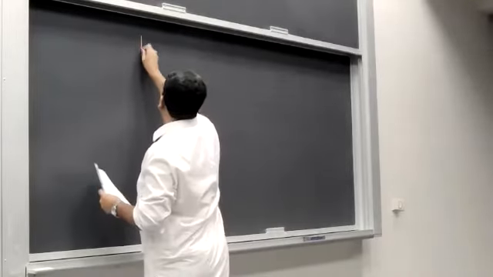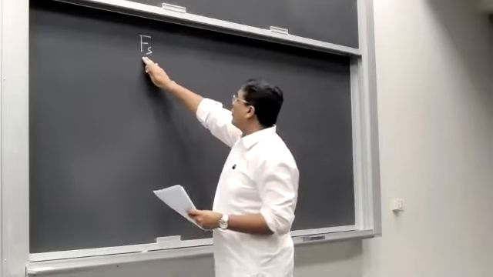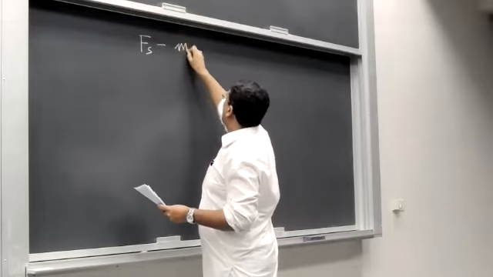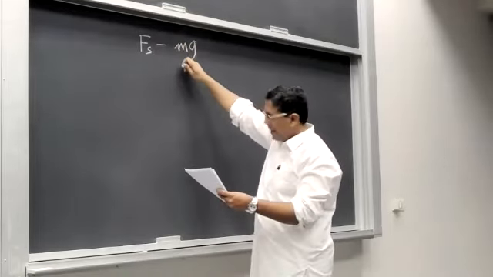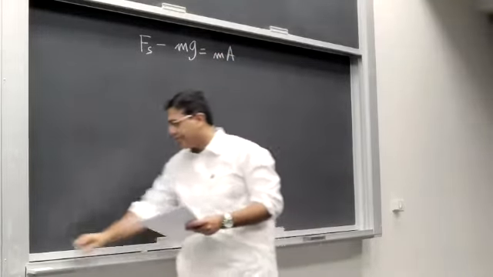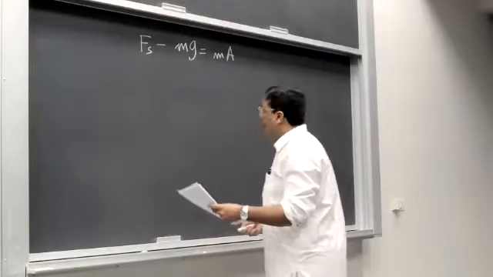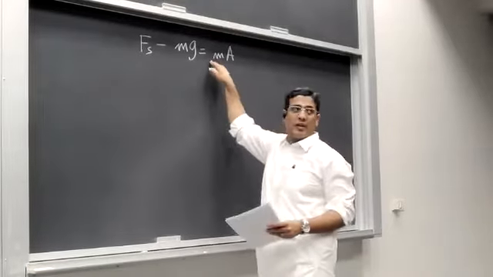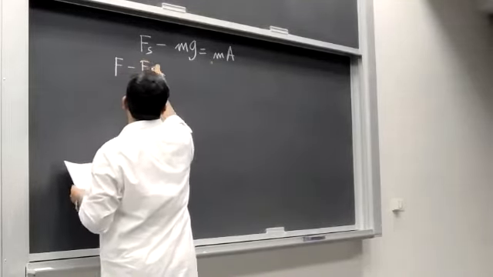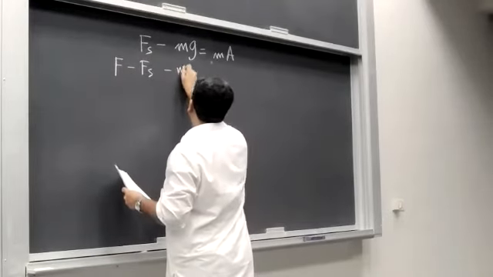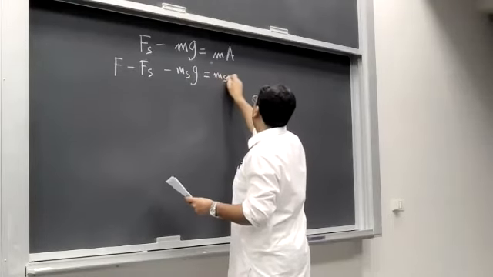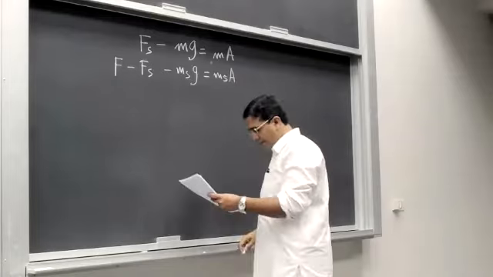So now we have the situation that the force that the spring is exerting on the block, Fs, minus the weight of the block mg equals ma. Okay. And this is the equation for the block, and I'm writing the equation for the spring. F minus Fs minus msg equals msa. Okay.